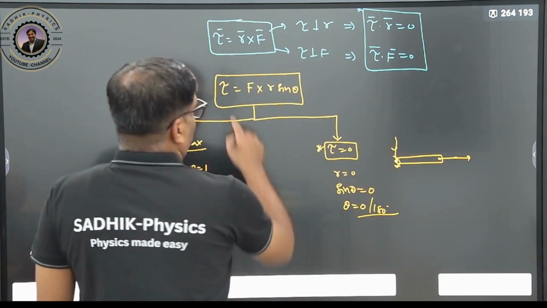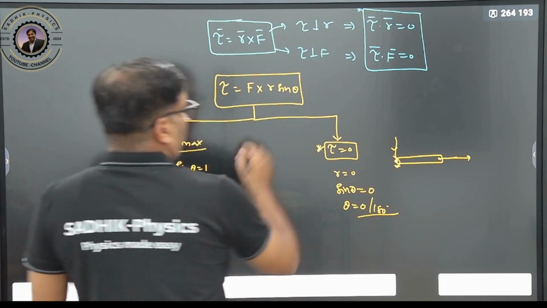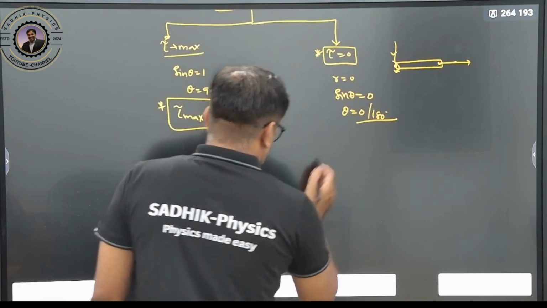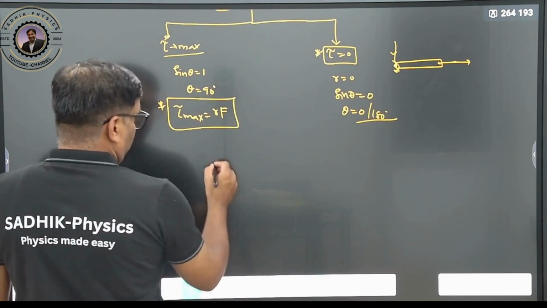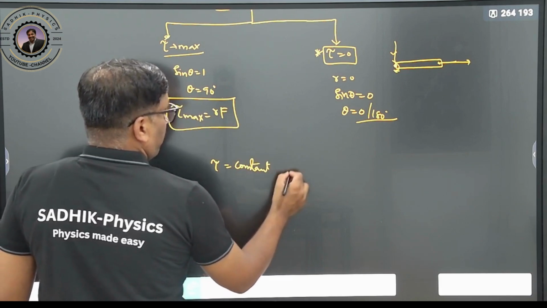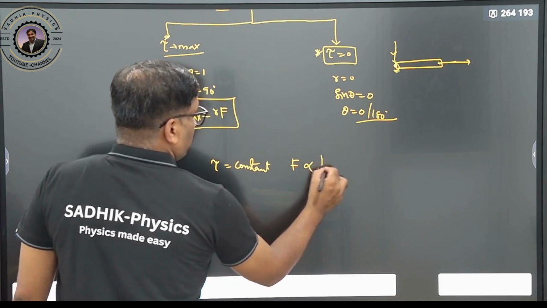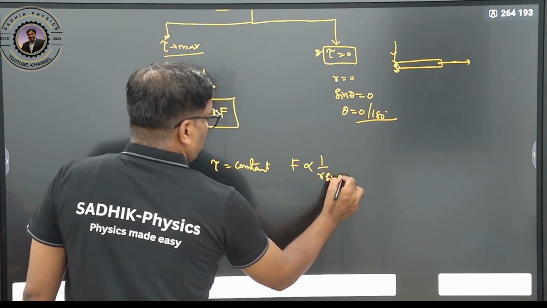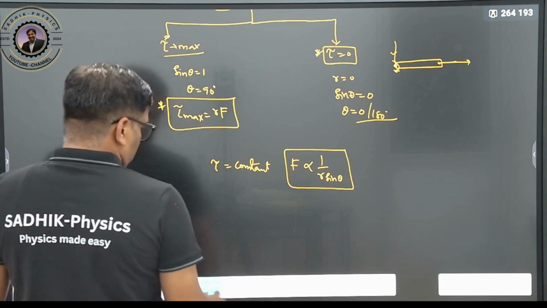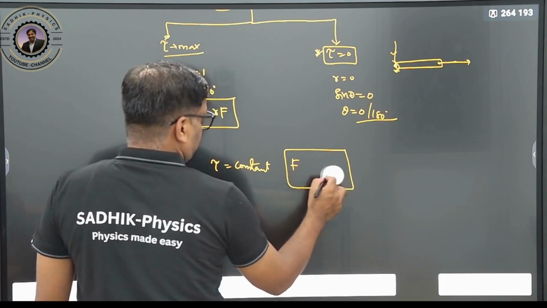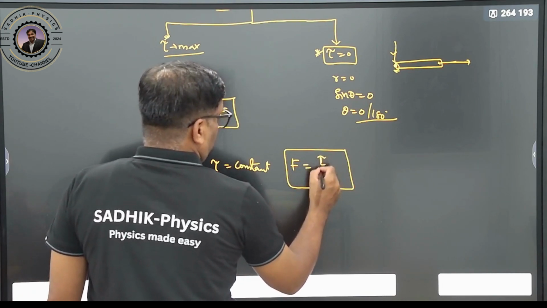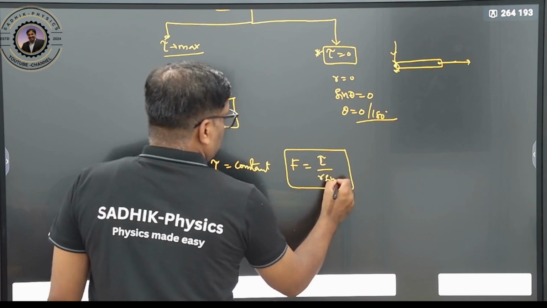So one more important point, very important. Here if the torque is constant, you can rewrite it as: if torque is equal to constant, then force is inversely proportional to R sin theta. Force will be equal to torque divided by R sin theta.